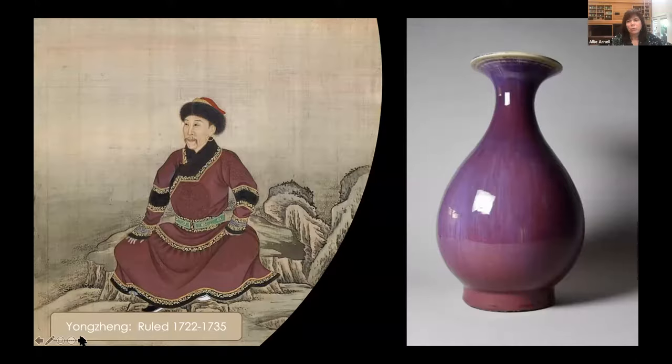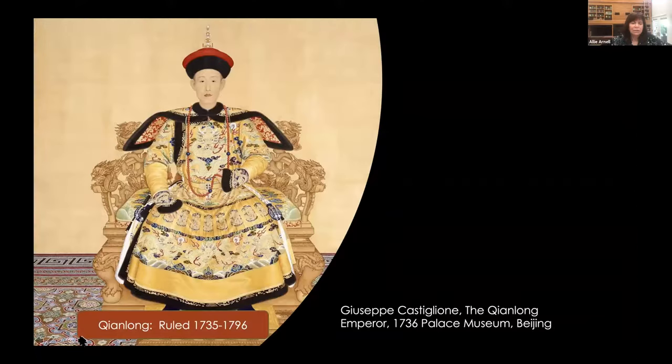And then finally, the Qianlong ruler, who rules again for a very long time, and he is also very interested in the production of ceramics. And when you have rulers that are actually personally involved and thinking about how those ceramics are going to be produced, you will see some incredible things happen. And in particular, in the middle of his reign, we see some amazing works of art occur. This is an example, and we'll be discussing this a little bit later.